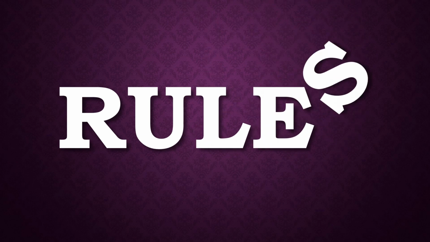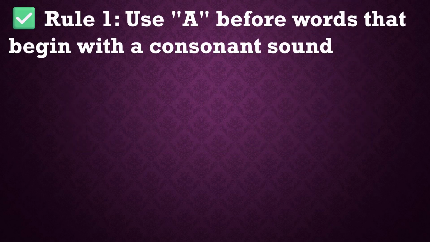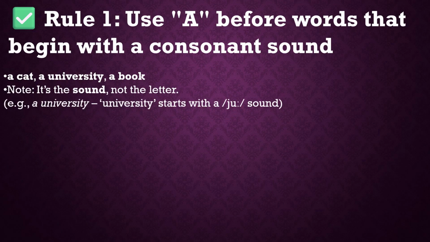Now let us see the rules of using articles. Rule number 1. Use a before words that begin with a consonant sound. Consonant sounds are those sounds which are apart from the vowel sounds. Remaining all other sounds apart from the vowels are consonant sounds. Like we have vowels A, E, I, O, U. Apart from these, all the other alphabets are consonant alphabets. For example, a cat, a university, a book. It's the sound, not the letter, remember.